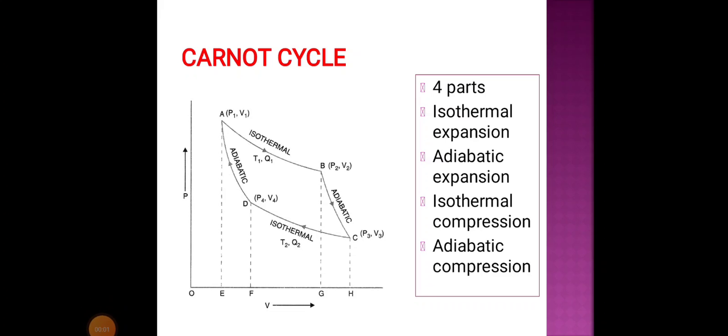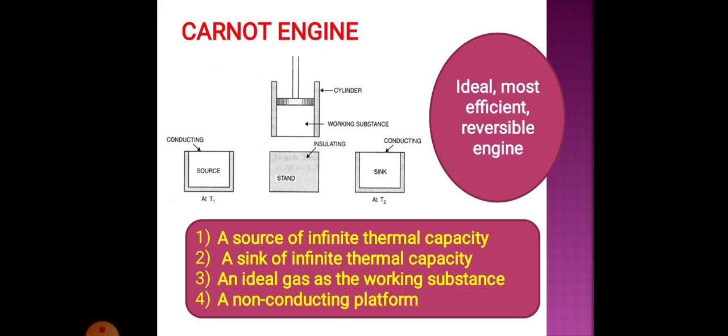Carnot cycle. This is a cyclic process on which the Carnot engine is operated. We know that Carnot engine is the most efficient engine, and it is a reversible engine. It is an ideal engine. It is a reversible engine.